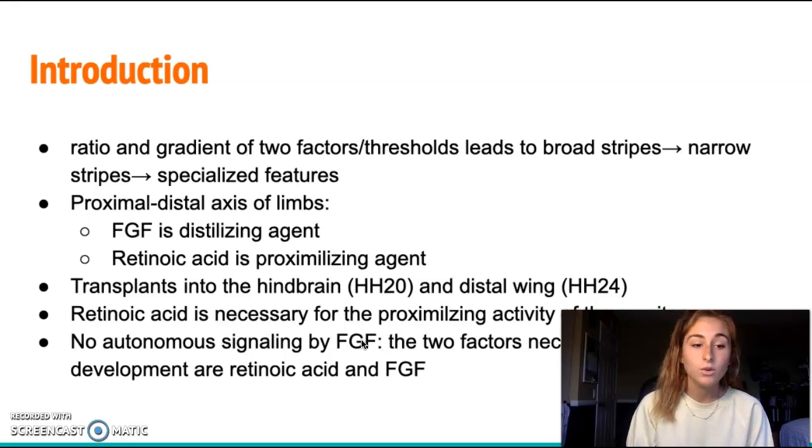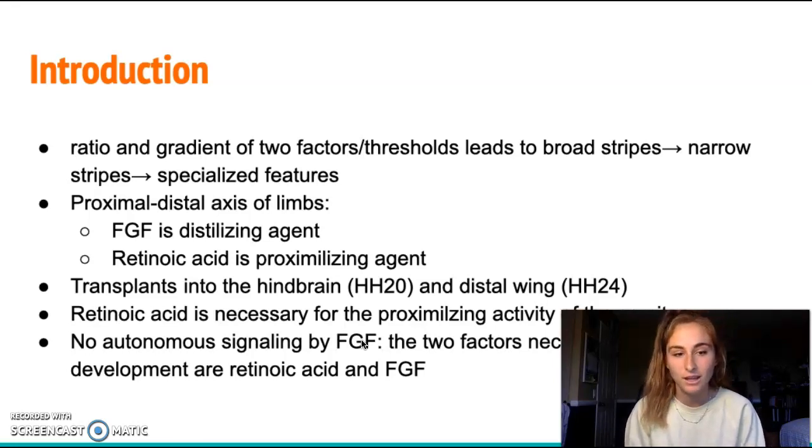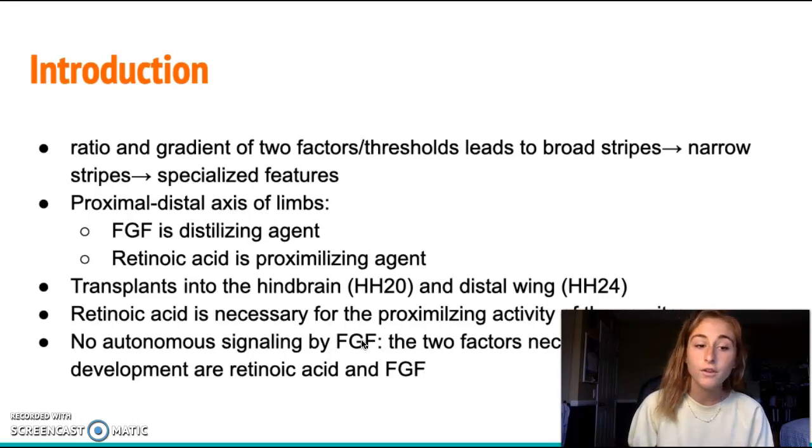Now, instead of dorsal and ventral axes of a developing embryo, we now have the proximal distal axis of limbs. FGF is the distalizing agent and retinoic acid is the proximalizing agent. The further away from the proximal end the limb develops, the less retinoic acid is present, and the higher the threshold for FGF is. The ratio of retinoic acid to FGF decreases as the limb develops distally. The ratio is high at the proximal end of the limb bud.